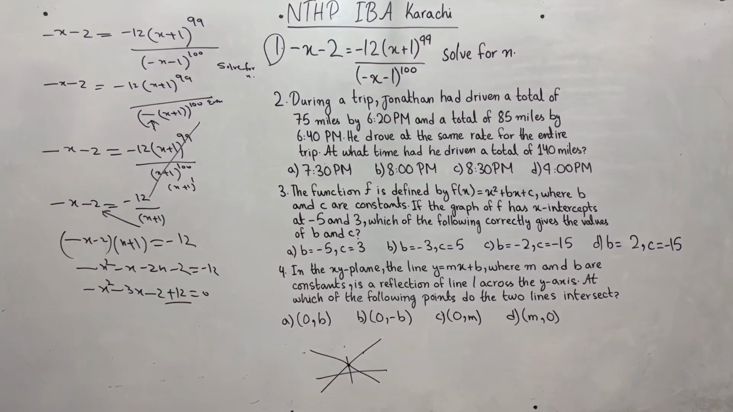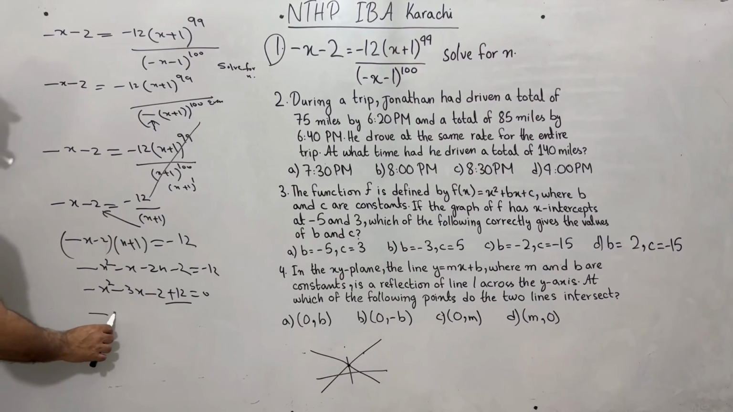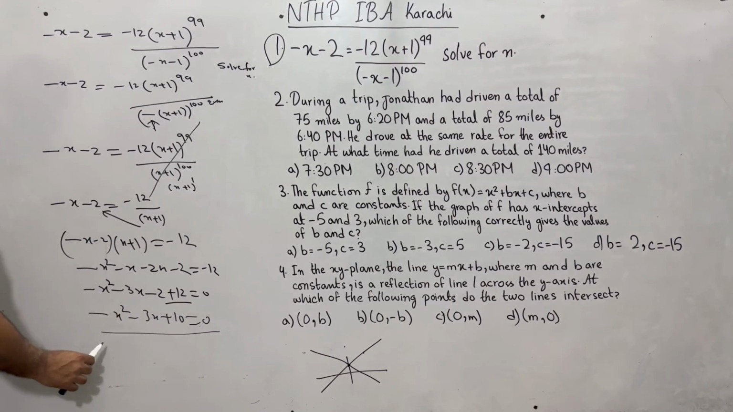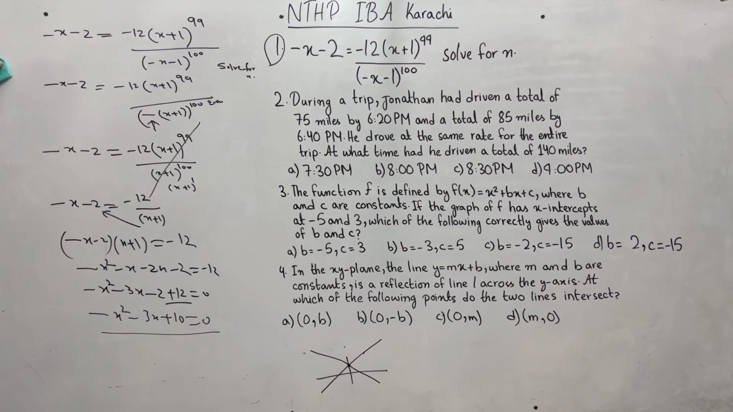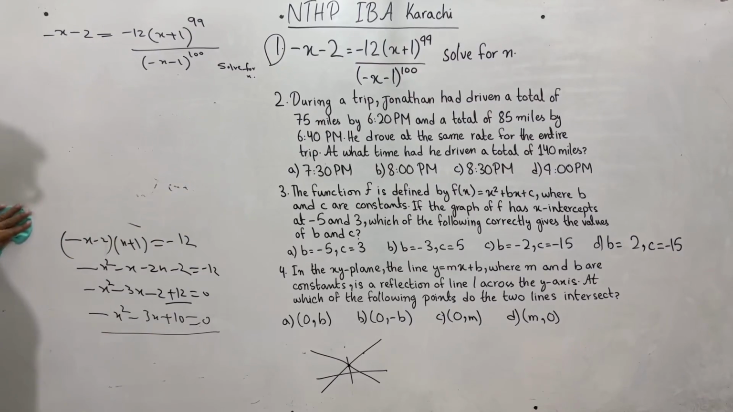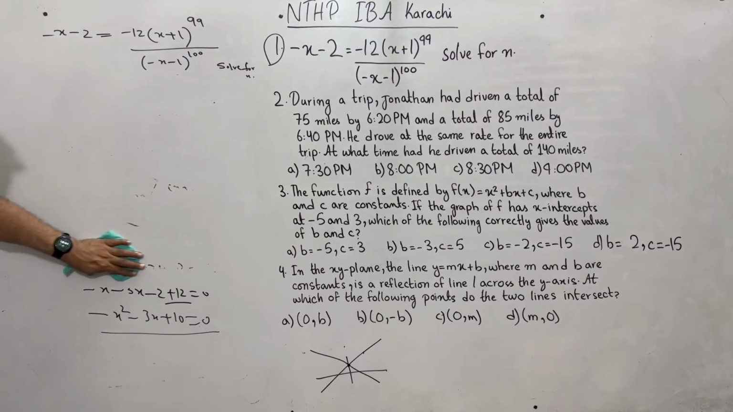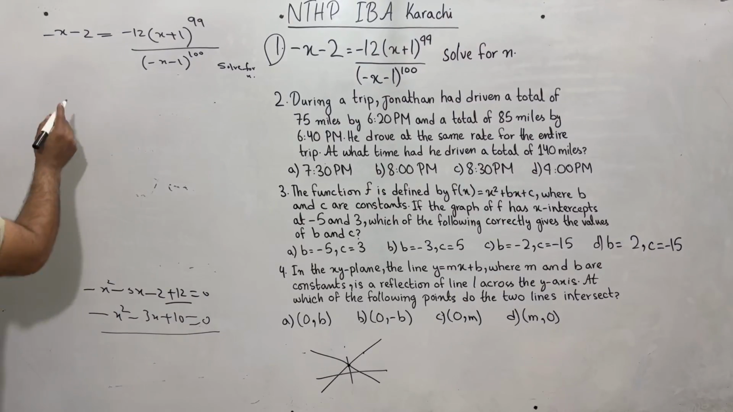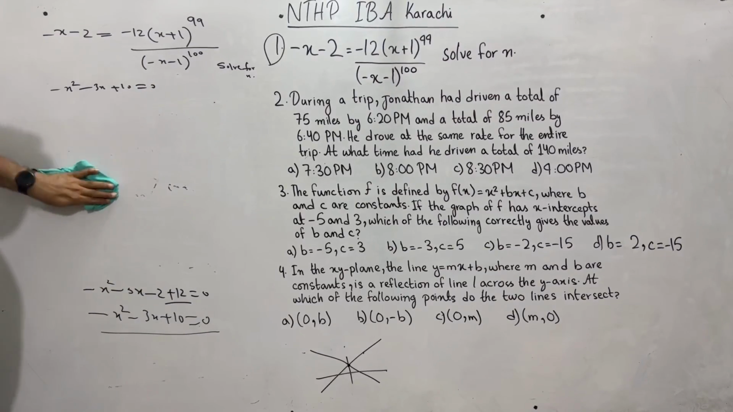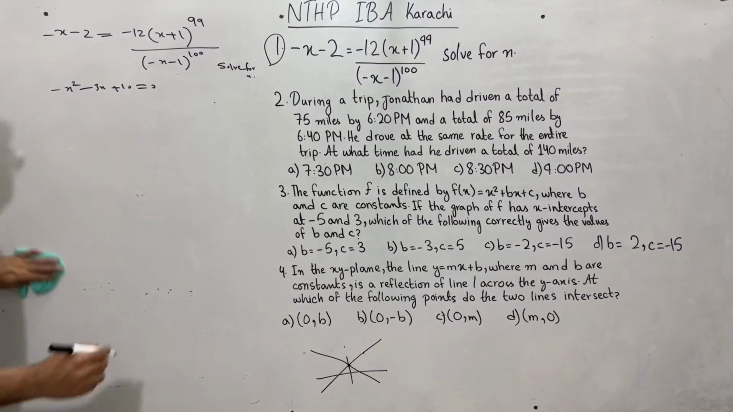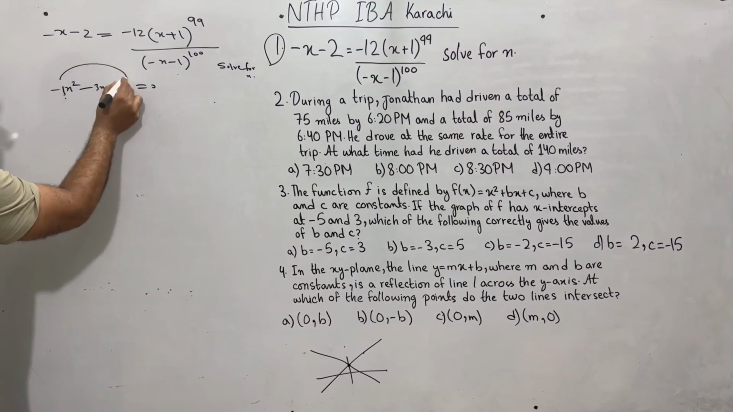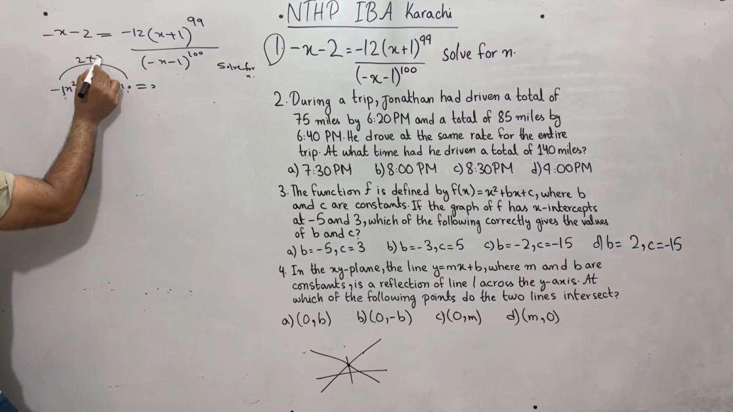Negative 2 plus 12, we have negative x square, negative 3x plus 10, a tiny trinomial. Type middle term breakup, or you can apply quadratic in that case. We have something like negative x square, negative 3x, plus 10 is equal to 0. I have written incomplete. There is 1 times 10 is 10. 10 can be factorized into 2 into 5.